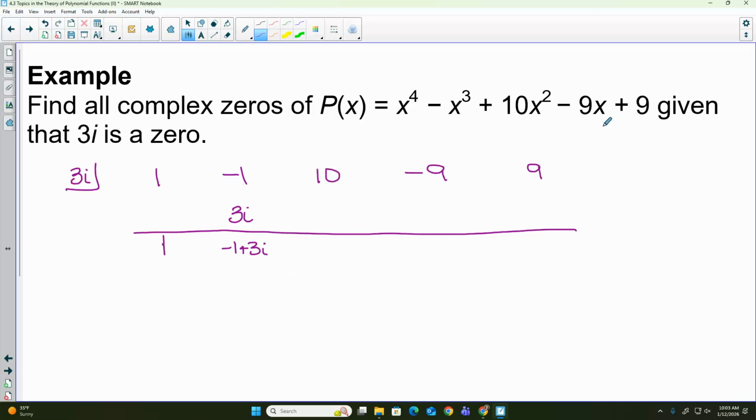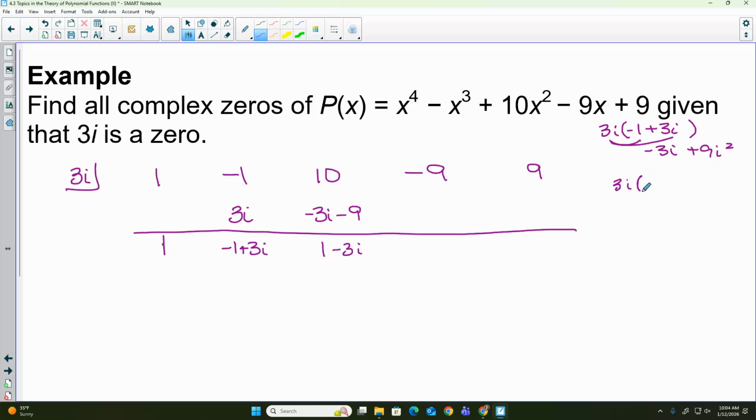Okay, this is where it gets a little bit ugly. You can come out to the side and multiply it. I take 3i times -1 plus 3i. So when I do that, I get -3i plus 9i squared. But what is 9i squared? i squared is -1, so 9i squared turns into -9. So we have a little more work with multiplying, but we have multiplied imaginary numbers before, so it's nothing we haven't done. So when I add, I can add the 10 and the -9, so I get 1 minus 3i.